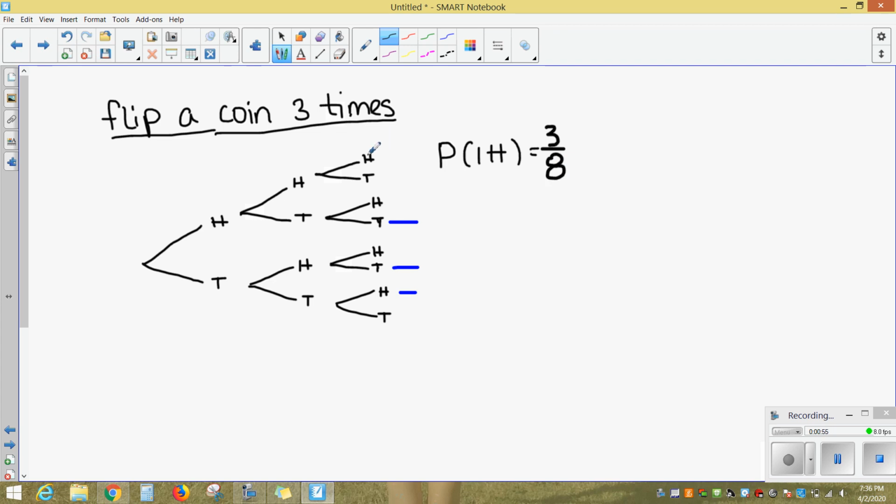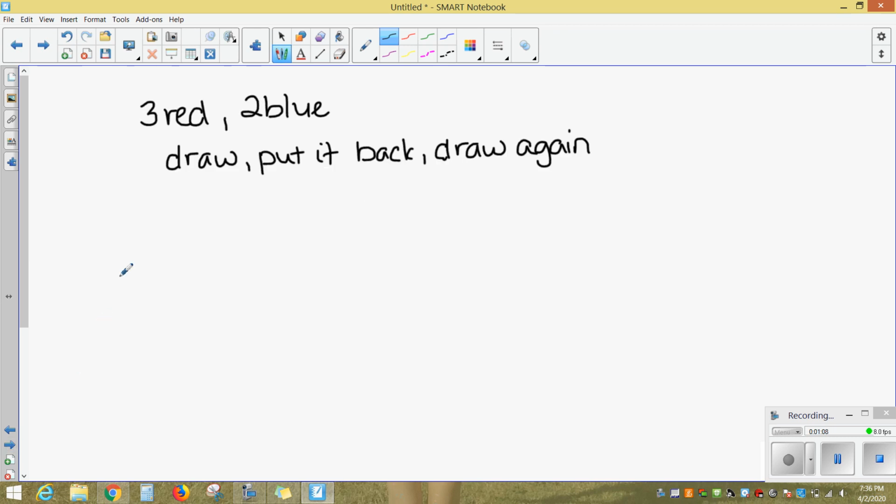Now, the nice thing about these tree diagrams was that the branches all were equally likely. All of these probabilities of getting a head or a tail were the same. If our events don't have equally likely outcomes, and the branches are weighted differently, then I have to indicate that when I'm drawing the picture.